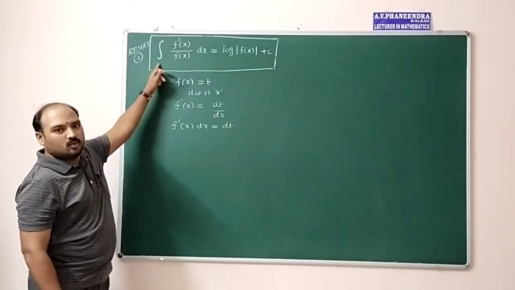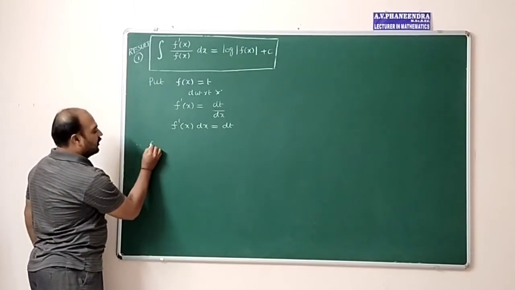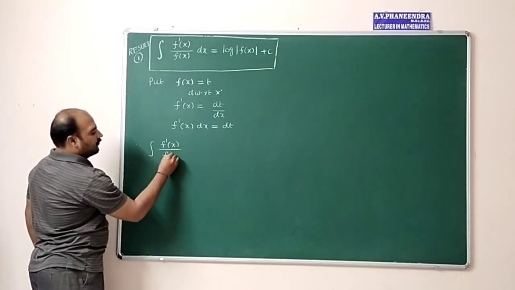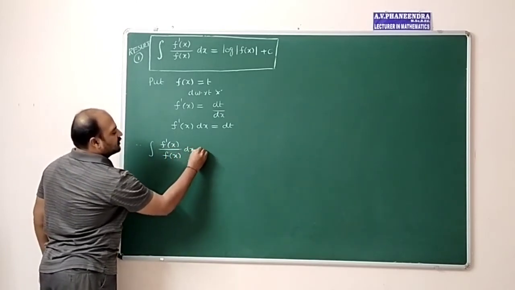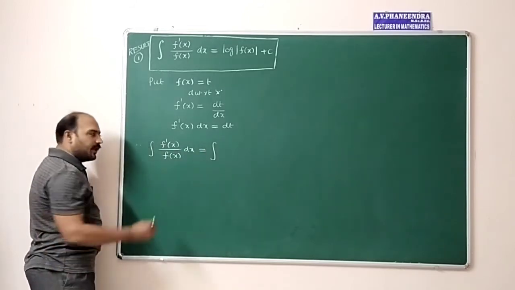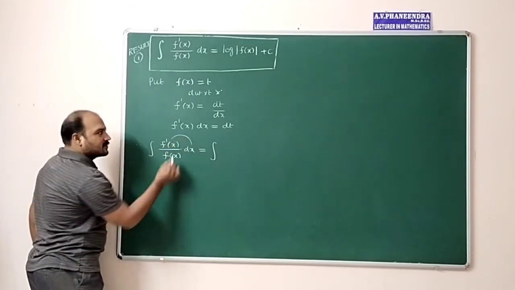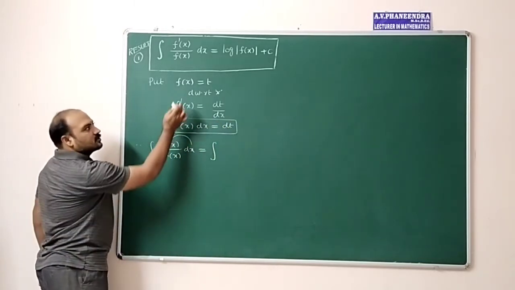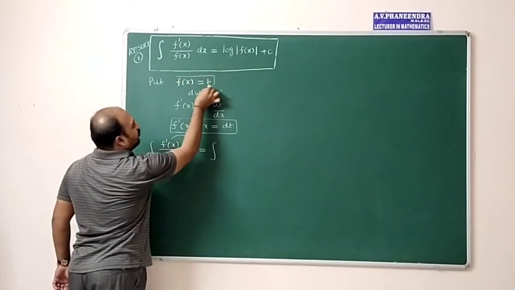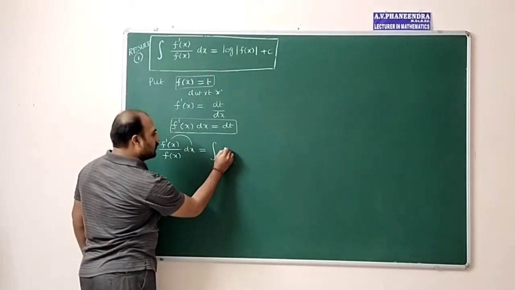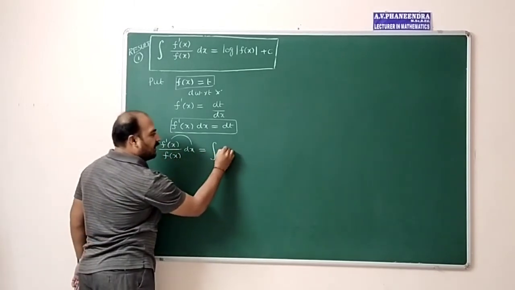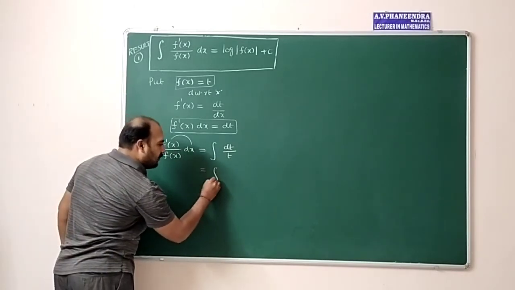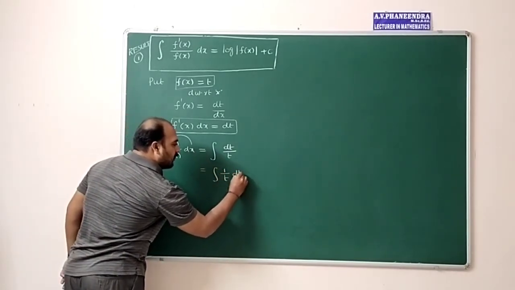Now the given integral will become: therefore integral f dash of x divided by f of x into dx is equal to integral. In place of f dash of x into dx, you have to replace with dt. In place of f of x, you have to replace with t. Therefore, it becomes dt divided by t. It is in the form of integral 1 by t into dt, that means integral 1 by x.